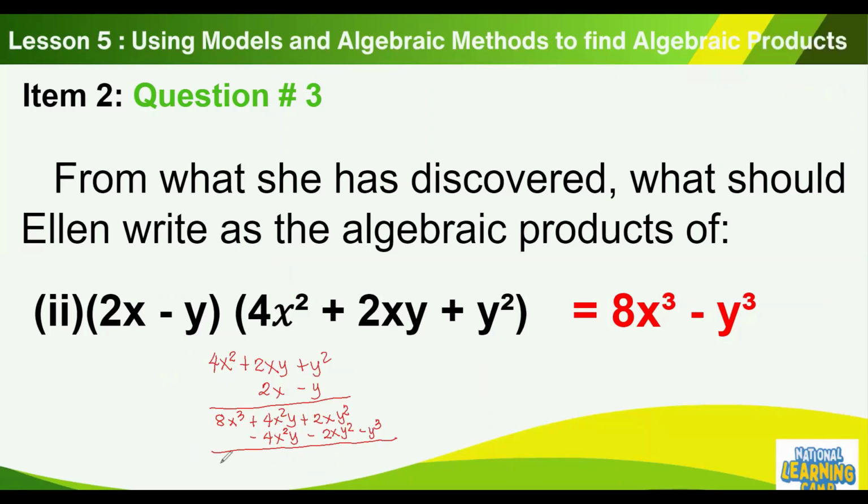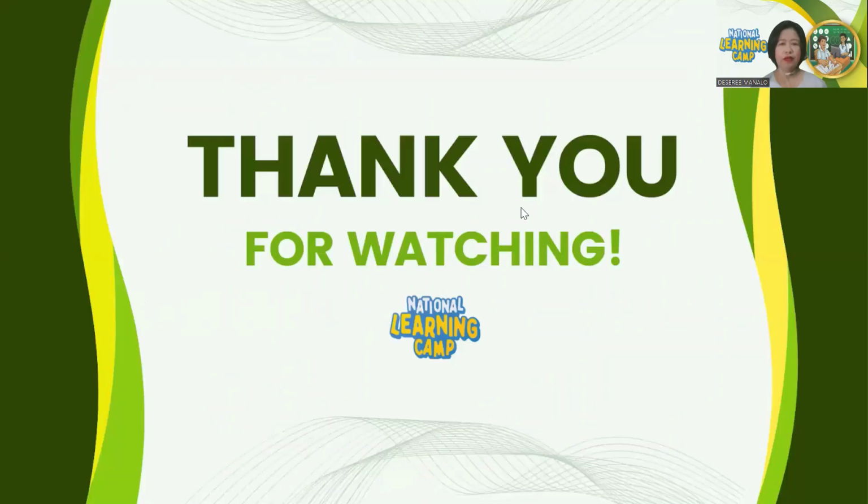Let us now add the partial products. We bring down 8x cubed. So this will be 0, and also this one, 0. And then bring down minus y cubed. So therefore, we have the same answer, 8x cubed minus y cubed. Thank you for watching.